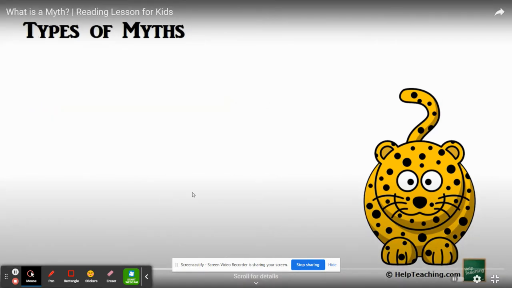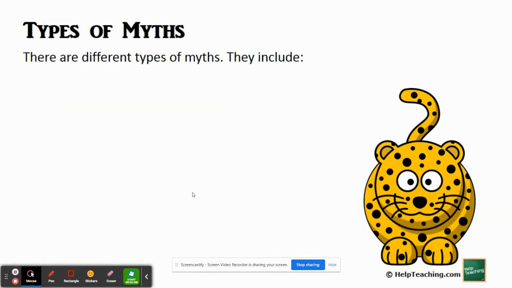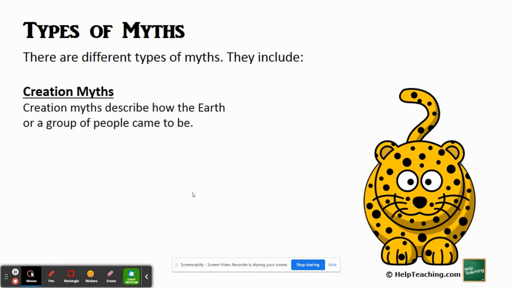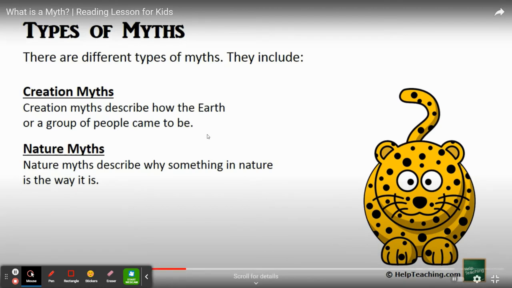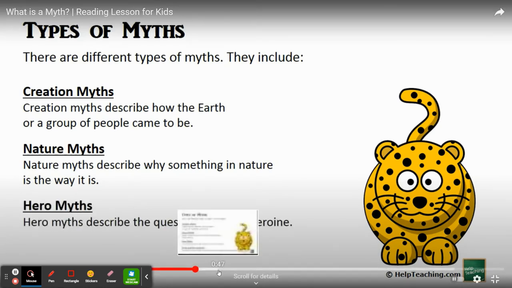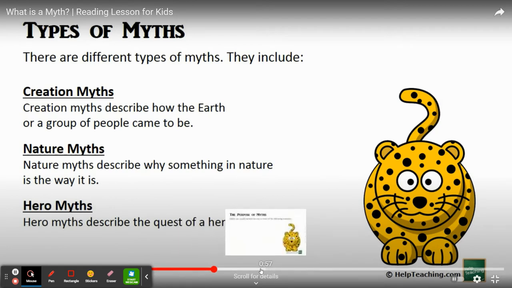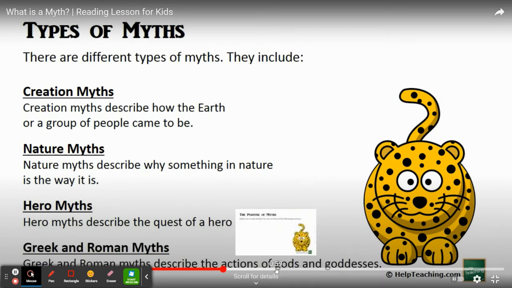There are things like, how did the leopards get their spots? There's different types of myths, which include creation myths, which is how things were created, how the earth or people came to be. There's natural myths, which is how things in nature exist. And then there's hero myths that describe the quest or the journey of a hero or heroine. And then there's Greek and Roman myths.